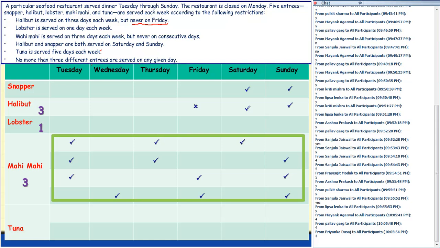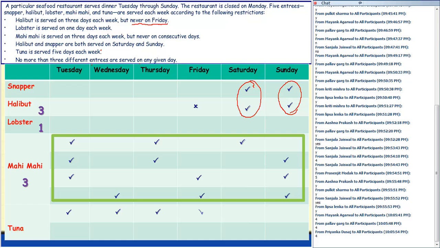So now remember, on Saturday and Sunday, 2 of the items are fixed. It is snapper and halibut. 2 items are fixed. And the third item has to be either mahi mahi or tuna fish. Remember, it has to be either mahi mahi or tuna fish. Why? Because tuna is served 5 days each week. So that will be Tuesday, Wednesday, Thursday, and then Friday.